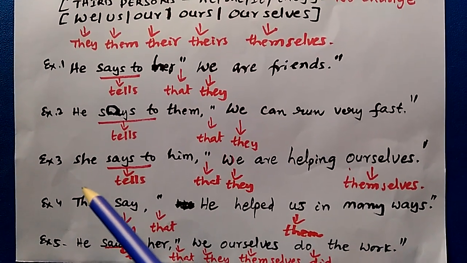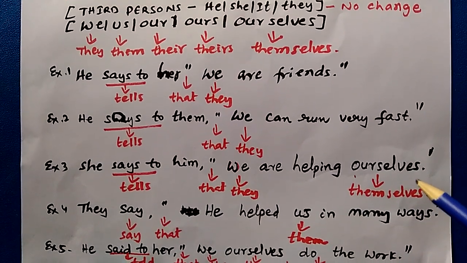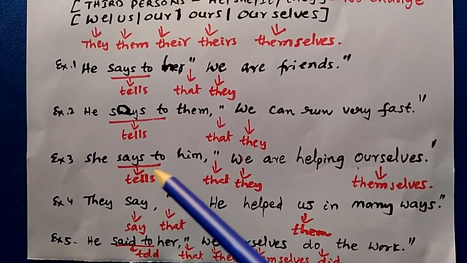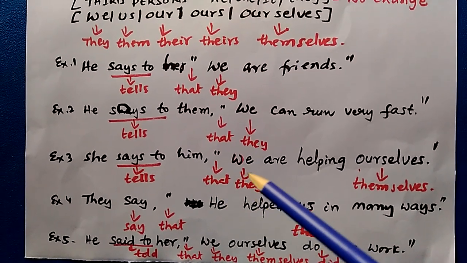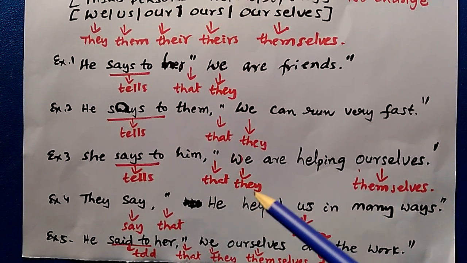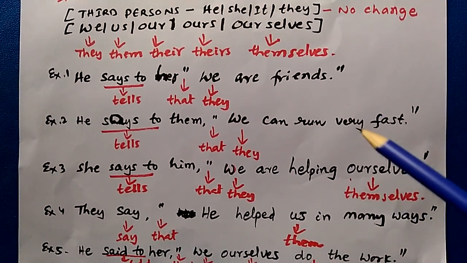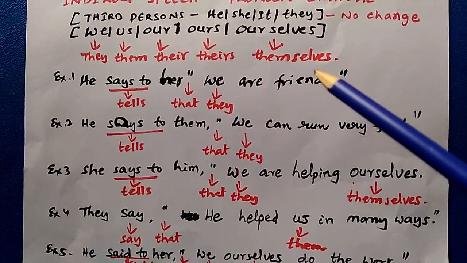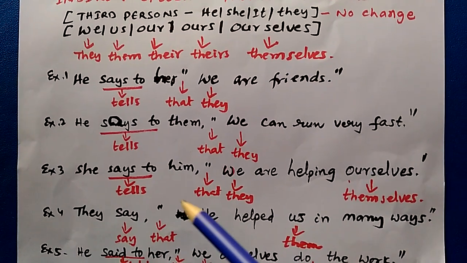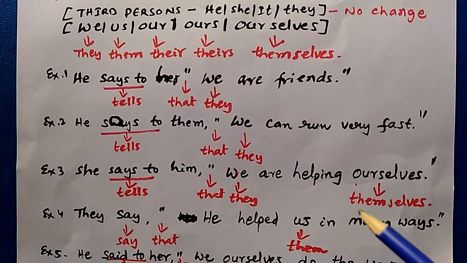Example number 3. She says to him, "We are helping ourselves." Here says to becomes tells, inverted comma becomes that, we becomes they, and ourselves becomes themselves. So we get the answer: she tells him that they are helping themselves.